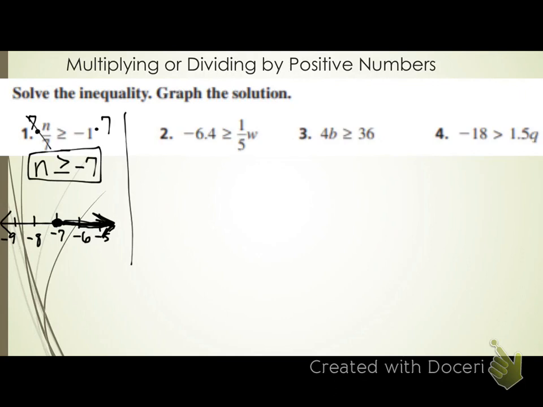Okay. Number 2, negative 6.4 is greater than or equal to 1/5 w. How would I get w by itself in this case? Yep. w is being multiplied by 1/5, so I'm dividing by 1/5 on both sides. So negative 6.4 divided by 1/5. Can someone tell me what that is? It'll be some negative number. What do we get?